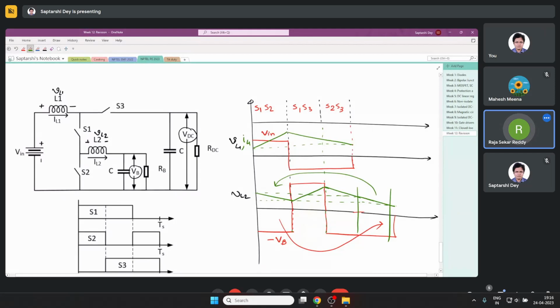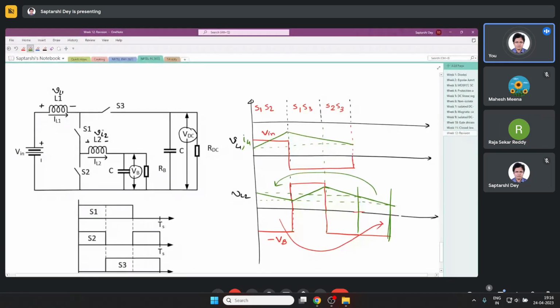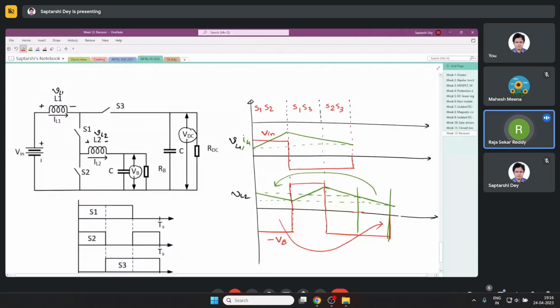So still the ripple frequency and the voltage frequency remains same. Yes. Ripple frequency, voltage frequency must remain same in an inductor. You have to see what is the relation between switching frequency and ripple frequency. That is also same.